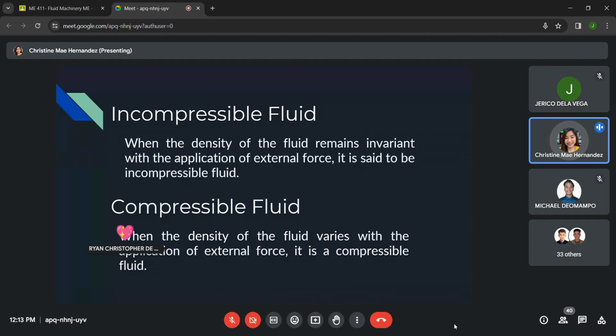Then, tomorrow, we will have a discussion regarding Bernoulli's. So, start na natin siya. Recap ulit tayo ng mga Bernoulli's equation, continuity equation.